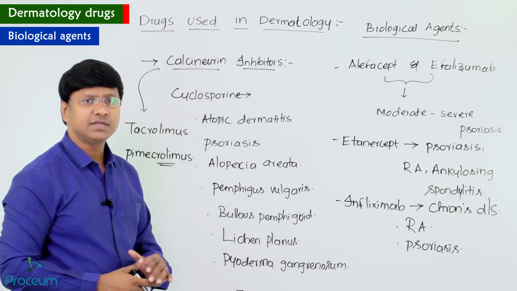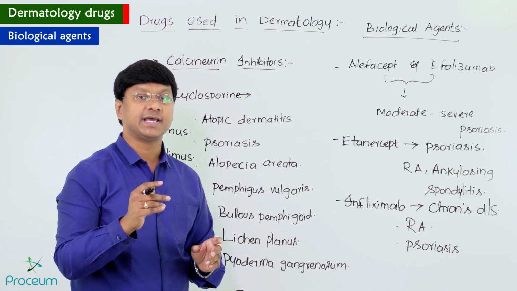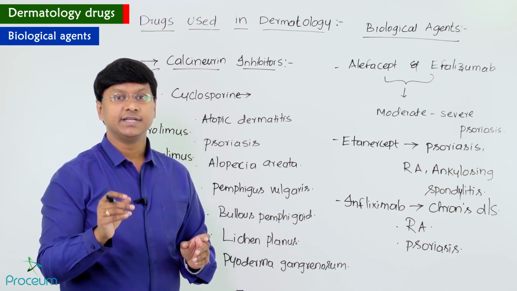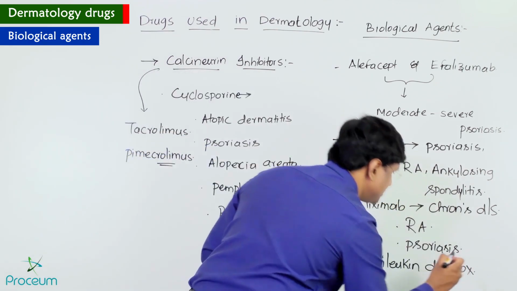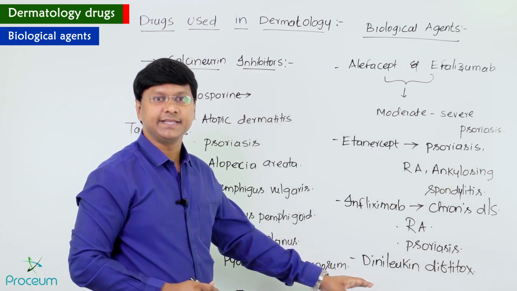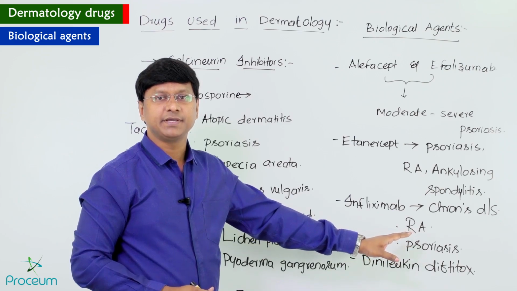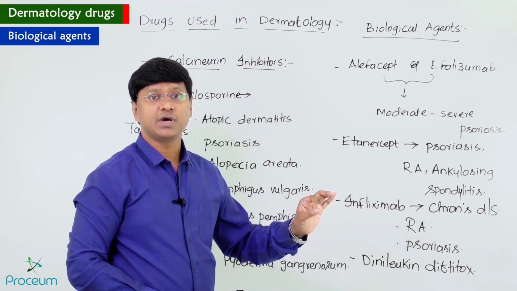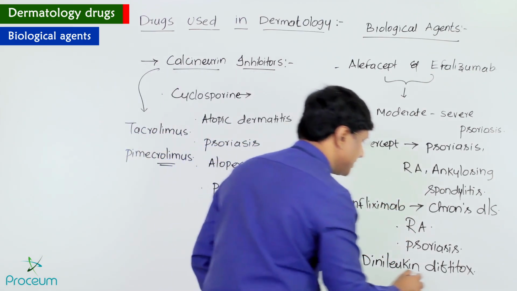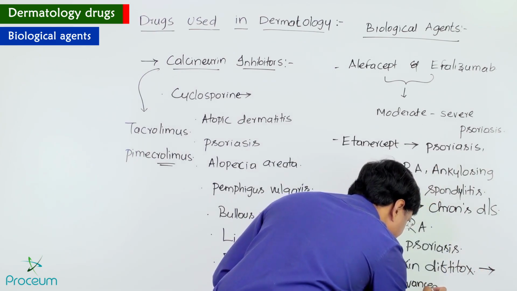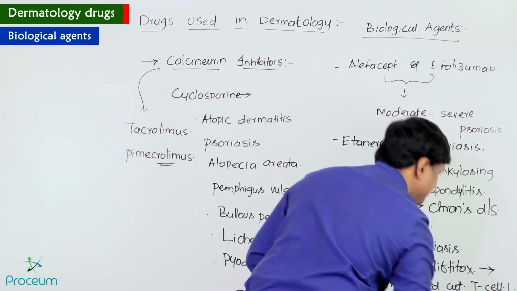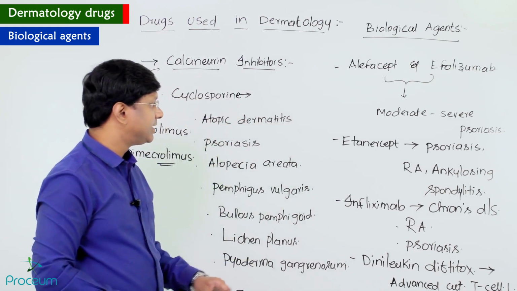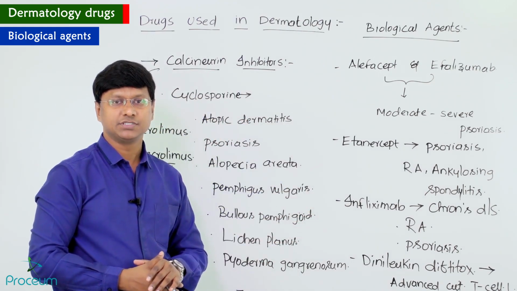Next, another biological agent we have is denileukin diftitox. Remember, it is indicated for advanced cutaneous T-cell lymphoma. So these are your biological agents.